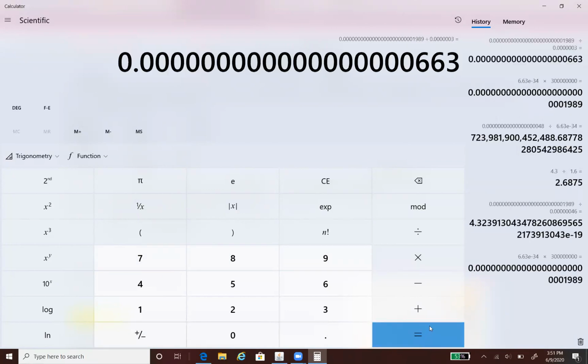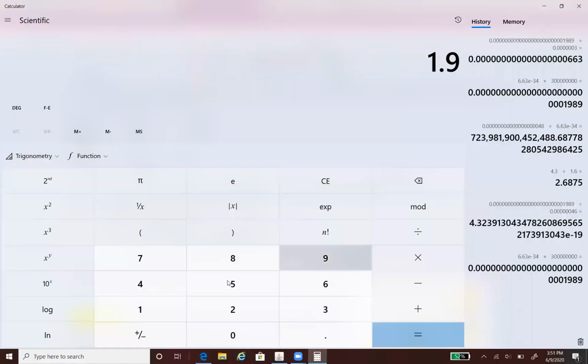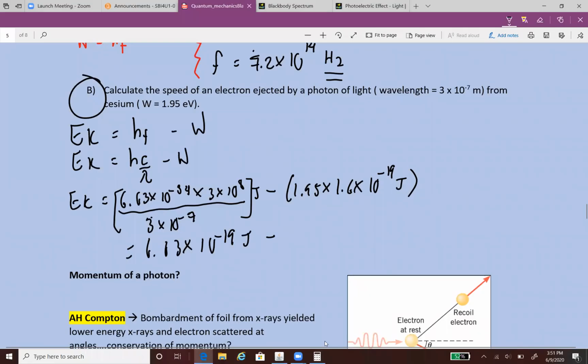So 6.6 to the power of negative 19. So this is 6.63 times 10 to the minus 19 joules minus the work function. That's 3.12. So that would give us approximately 3.5 times 10 to the minus 19 joules. And then we subtract them.